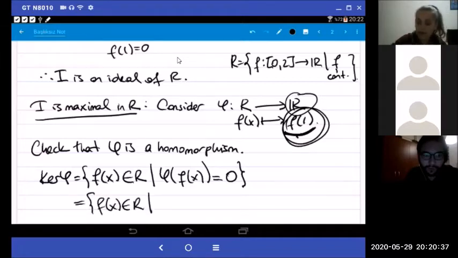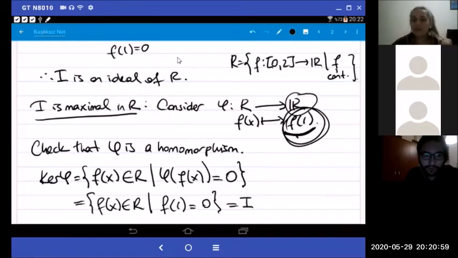Phi of f of x is nothing but f of 1. F of 1 is equal to 0. But what is this? This is exactly the definition of our ideal. This is I.